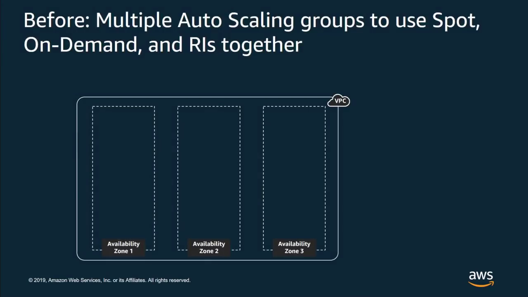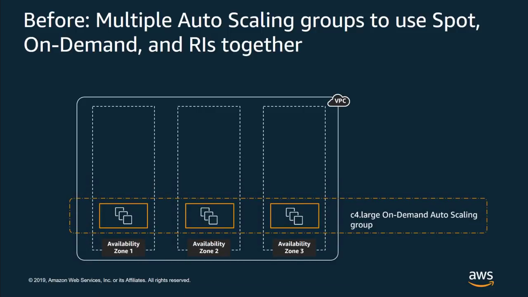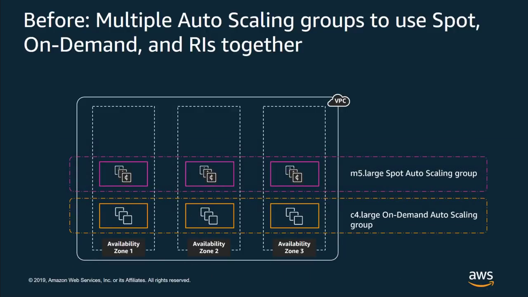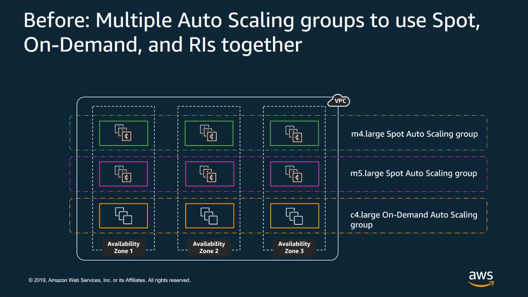So if you had wanted to achieve what we've been discussing today before we launched the functionality of mixed instance policies in autoscaling groups in November 2018, this is sort of what you would have had to look at doing. You would have had to have an autoscaling group for C4 large on-demand instances. You would have needed a separate autoscaling group for your M5 large spot instances. And if you wanted another spot instance type, as we recommend whenever you're using spot, you should always be using more than one instance type in your fleet or autoscaling group, you would have had to have a third autoscaling group for your M4 larges.